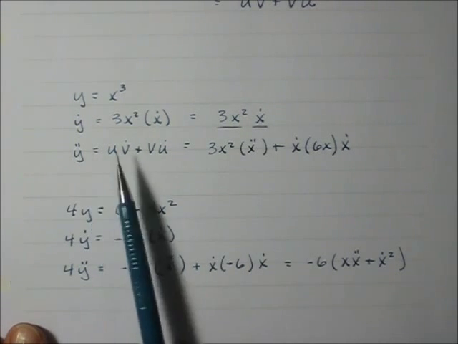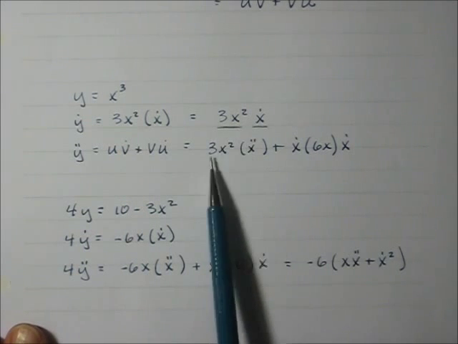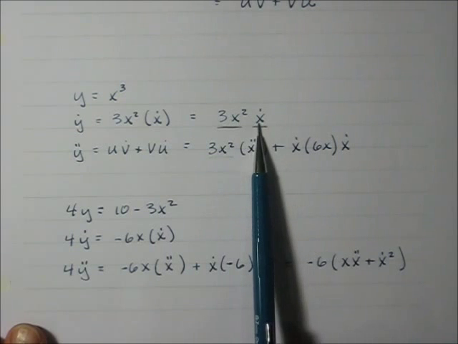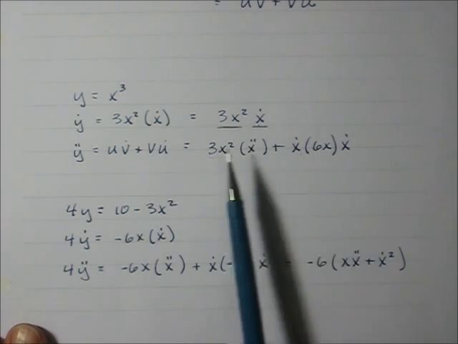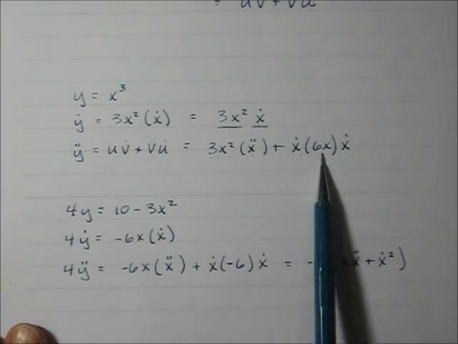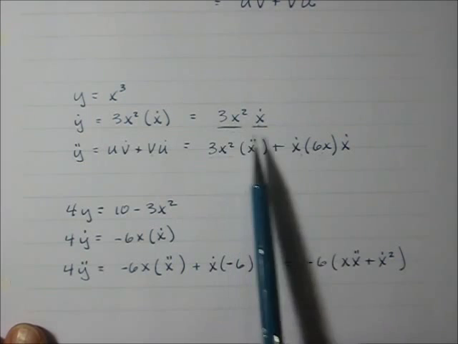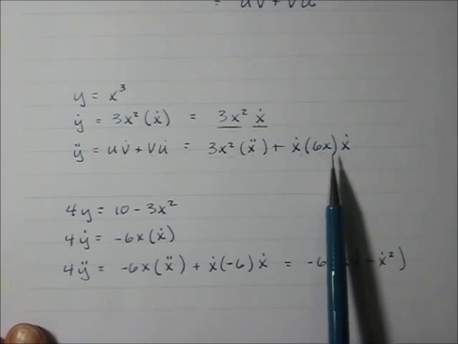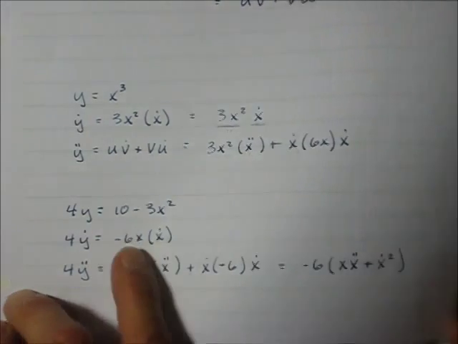So y double dot would be u v dot plus v u dot. So this would be my 3x squared right there, plus v dot, so that is the derivative of x dot, which is x double dot, plus x dot, which is my v. And u dot is going to be dy dx of here, so that would be 6x multiplied by another x dot. And here's another example down here. I think you can probably walk through that.